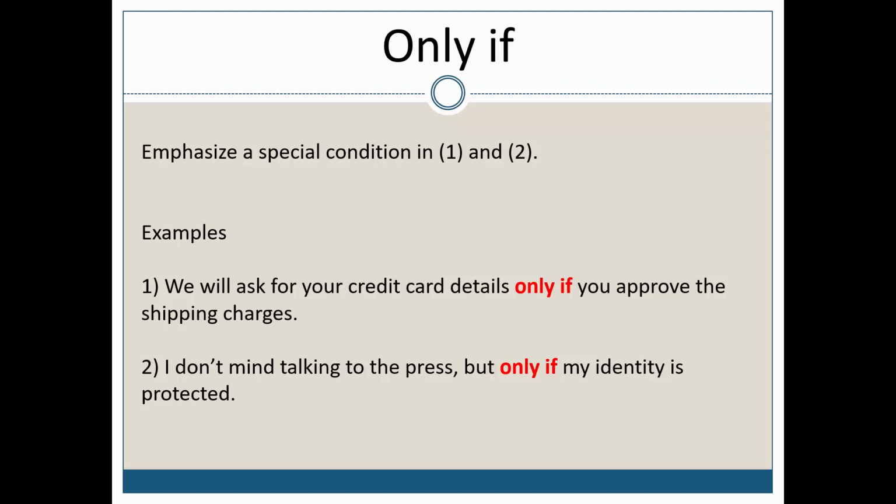I don't mind talking to the press, but only if my identity is protected. It's also applied to the second example. It emphasizes the special condition that the speaker's identity has to be protected.